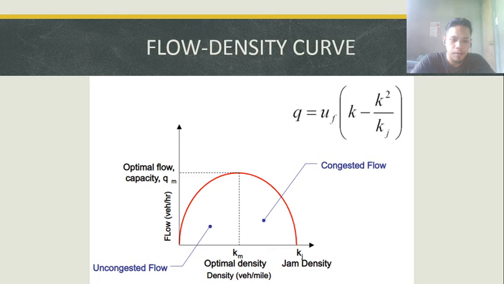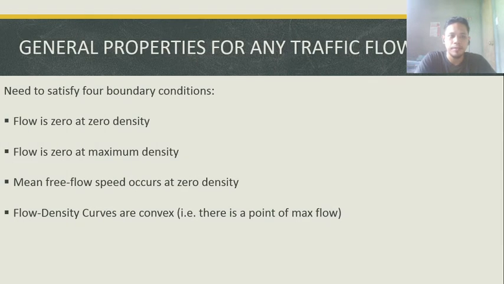Maximum flow, or maximum volume of vehicles, can be seen at the optimal density of the curve. So on the right side is the congested flow, and the left side is the uncongested flow. Basically, this means that if you have more density, it is packed or jammed. And when there is less density, it is uncongested flow.